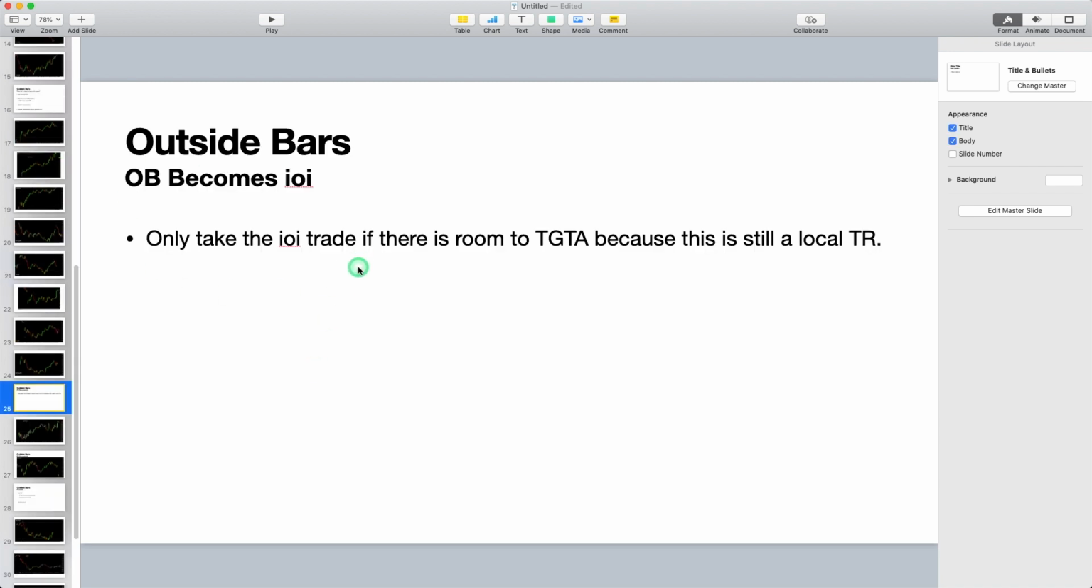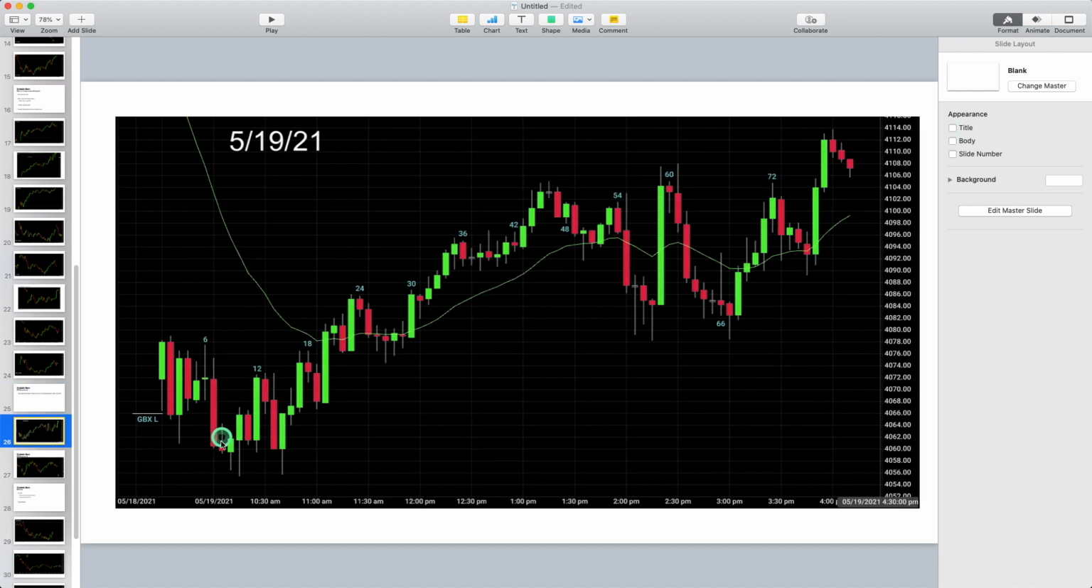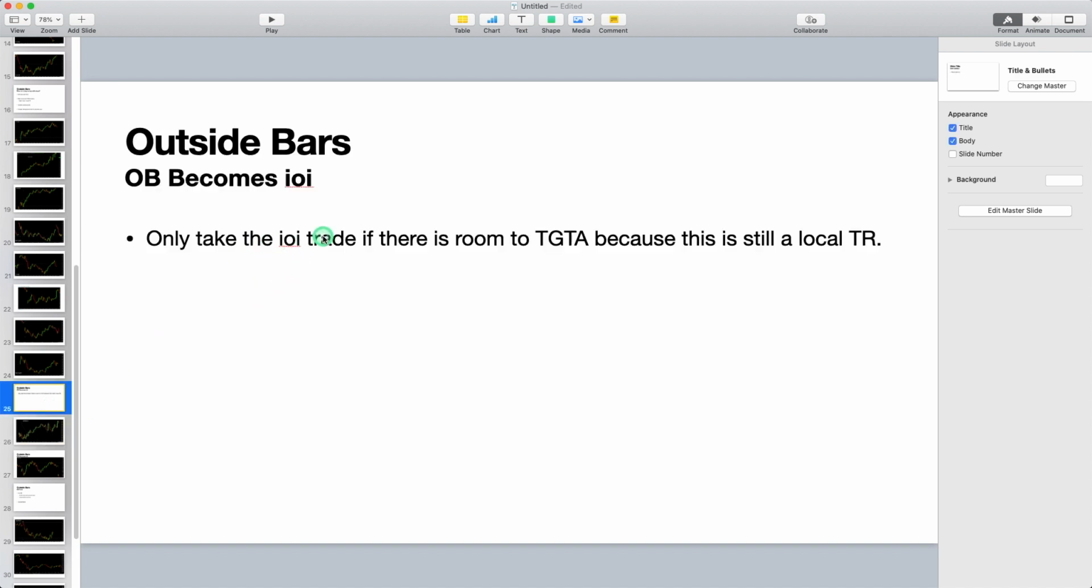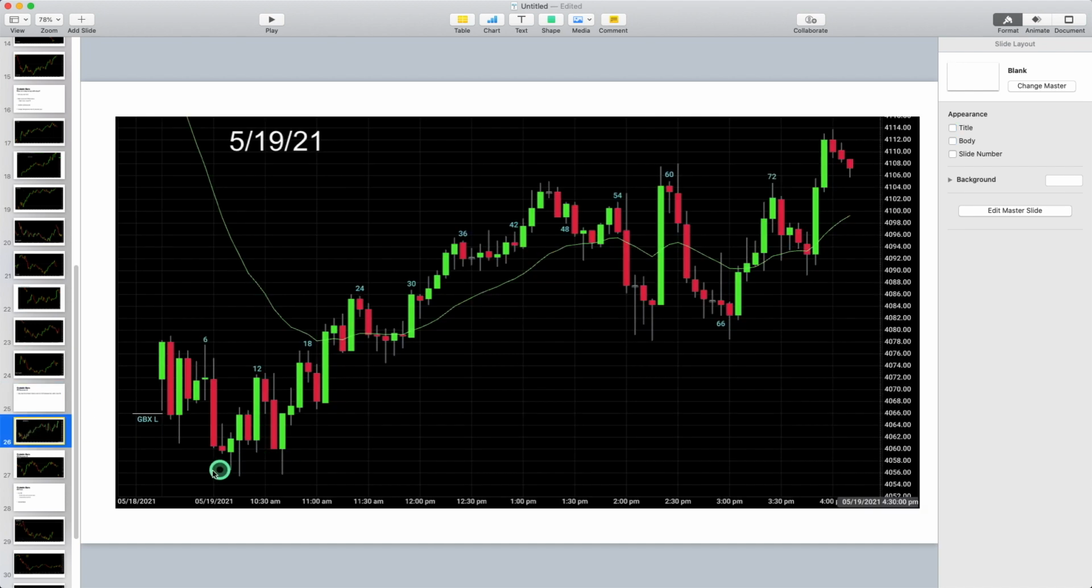The next section here is outside bars become IOIs. When you have an outside bar, it's engulfing the prior bar. So here bar 10 is engulfing bar 9. When you get an inside bar that comes after it, it becomes an IOI, an inside, outside, inside setup. That's still a trading range. So Al says, only take the IOI trade if there's room to targets above, because it's still a local trading range. Here, you're betting that it's the low of day because it's a big gap down and you're trying to get a reversal, an opening reversal.